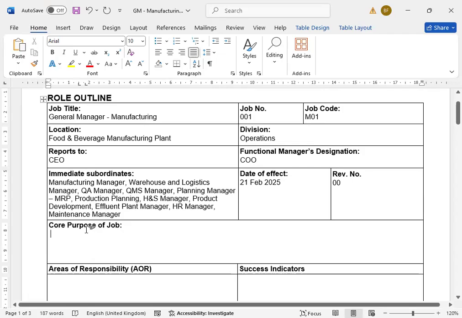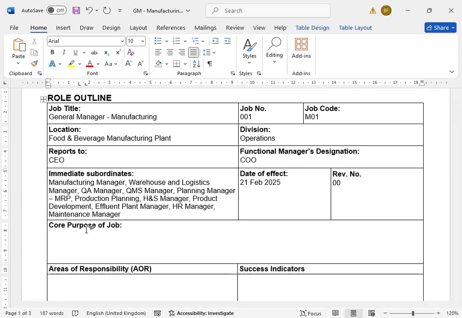This is very important for the role so that we know what is the purpose of the role, why the general manager is being placed in that manufacturing, what is the role of this general manager manufacturing. So I would say to lead. He's going to be the overall leader of all the functions: warehouse, engineering, maintenance, production, inbound and outbound warehouses, product development, HR, health and safety manager, etc. So he's going to lead these people.